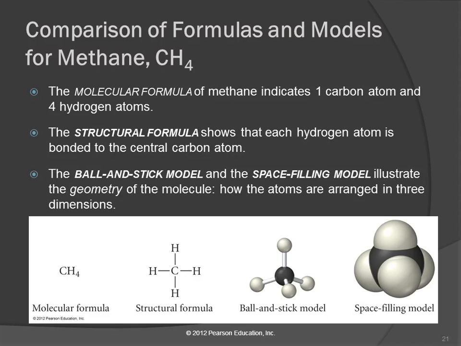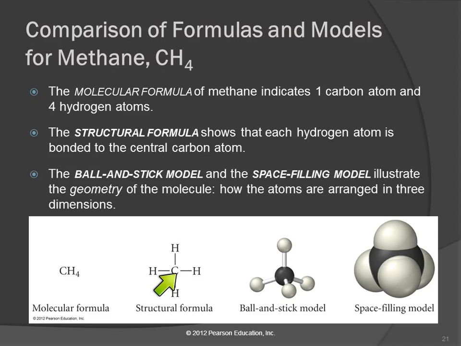So here's a comparison of these different types of formulas for methane. This is the molecular formula for methane. Methane is CH4. It has 1 carbon and 4 hydrogen atoms. That does not tell us how those are connected, though. Are all the hydrogens connected in a line with the carbon at the end? Are they making a ring around the rosy kind of thing? What are they doing? So the structural formula helps us to understand how they're connected to each other.